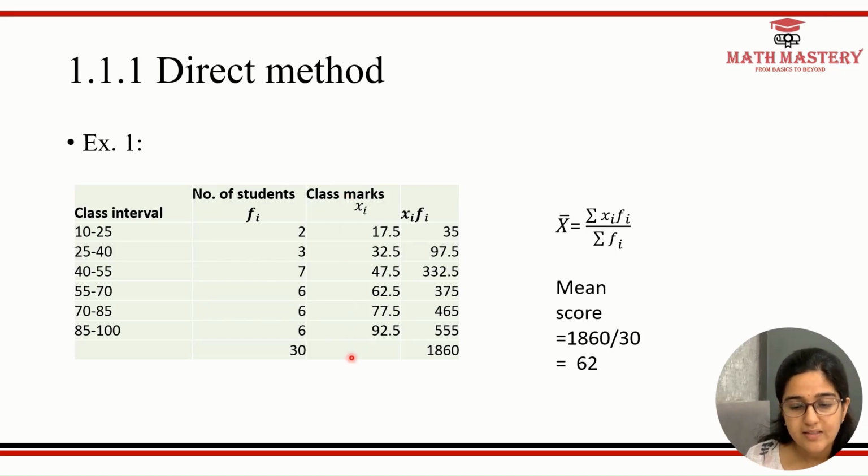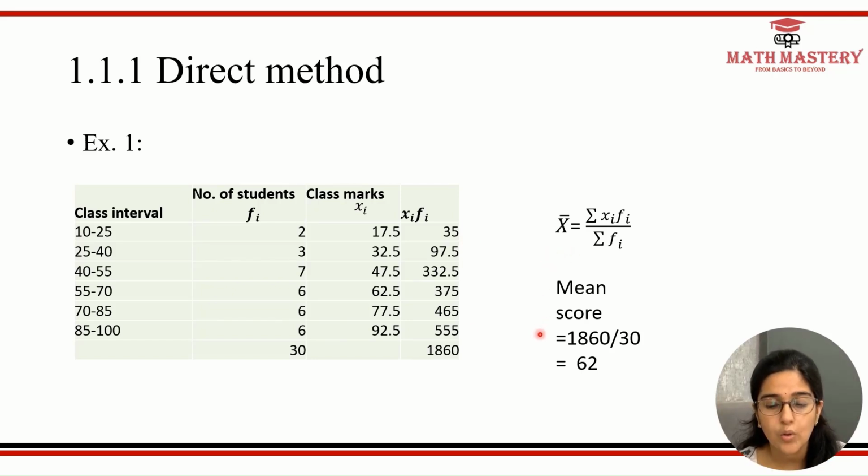Once you have calculated these class marks, which are called xi, you multiply xi with fi, the corresponding frequency. So 17.5 multiplied by 2 is equal to 35. Similarly, you have calculated xi fi for all the class intervals, and then you have summed this using the formula.